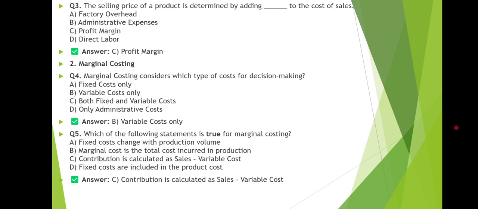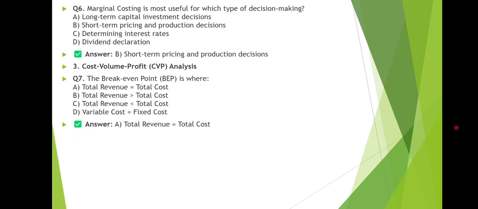Next, which of the following statements is true for marginal costing? The right answer is contribution is calculated as sales minus variable cost. Next, marginal costing is most useful for which type of decision making? The right answer is B, short term pricing and production decisions.